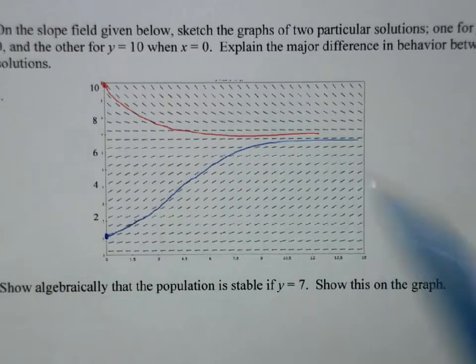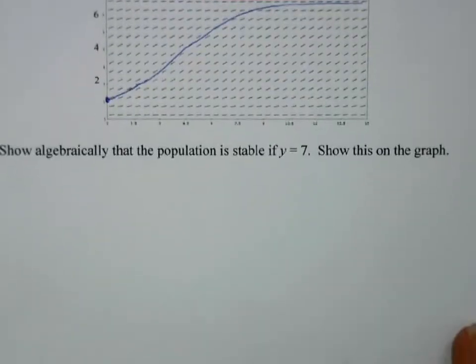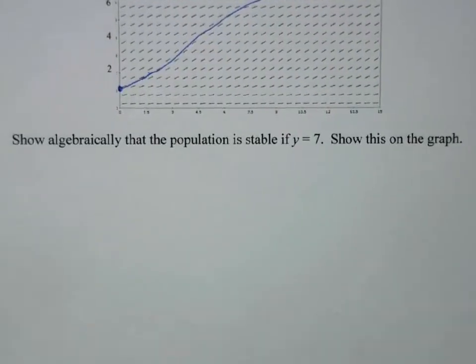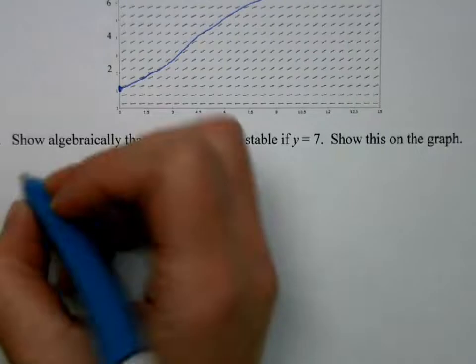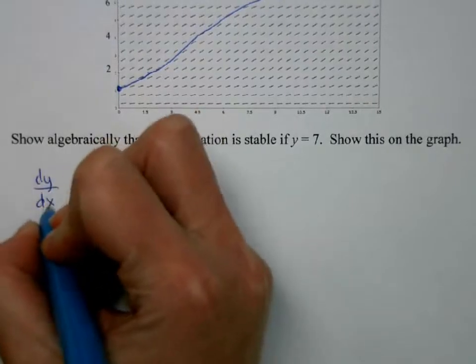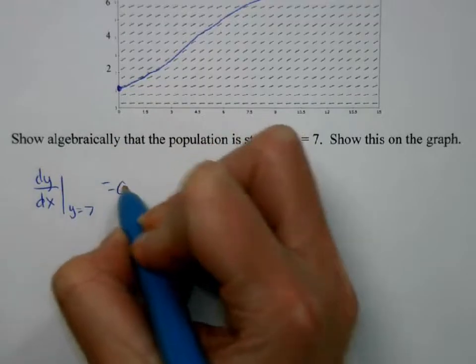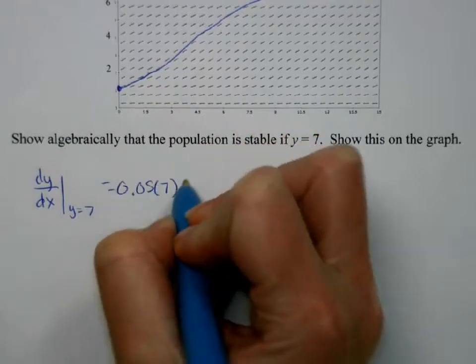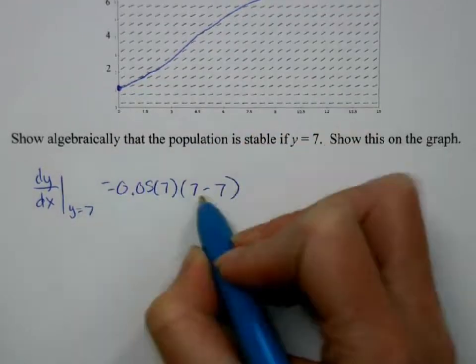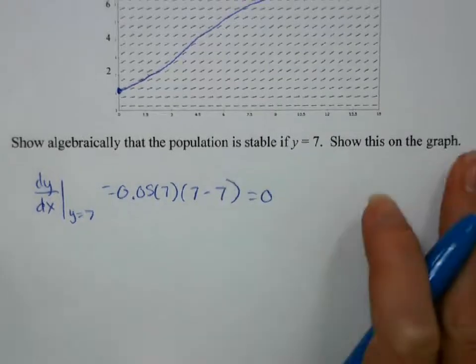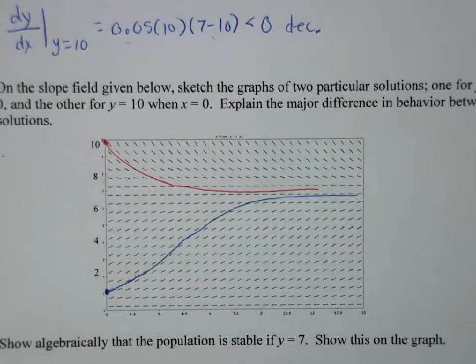Show algebraically that the population is stable at 7. Well, if I plug in 7, then we have 0.05 times 7 times (7 minus 7). Well, that's 0. And then if we show this on the graph, I draw a line starting at 7, straight across there.